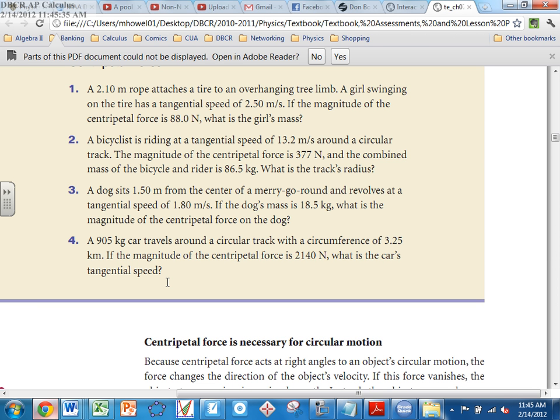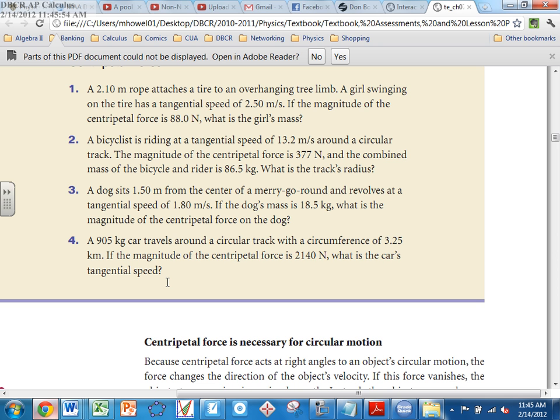Alright. A bicycle rider travels at 13.2 meters per second around a circular track. The magnitude of the centripetal force is 377 newtons, and the combined mass of the bicycle and rider is 86.5 kilograms. What is the track's radius?